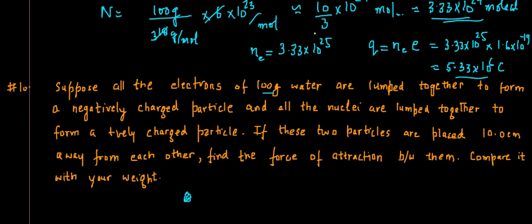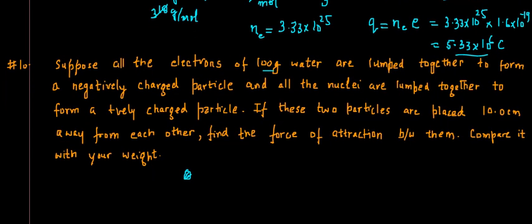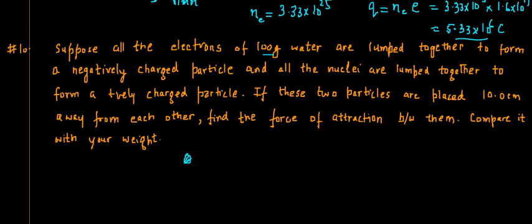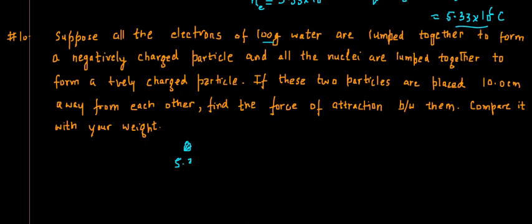The charge on this would be simply 5.33 into 10 to the power of 6 coulombs. And all the nuclei are lumped together to form a positively charged particle. There's a positively charged particle here, this one is negatively charged, this one is positively charged, and it will also be 5.33 into 10 to the power of 6 coulombs, because in a neutral molecule there are as many positive charges as there are negative charges.